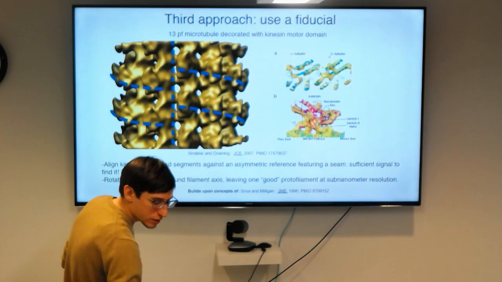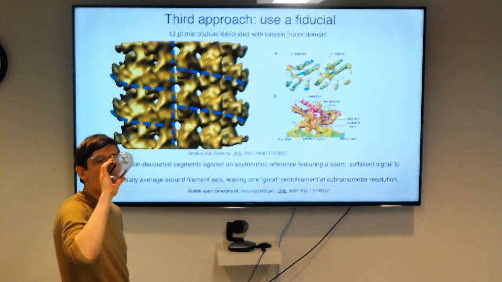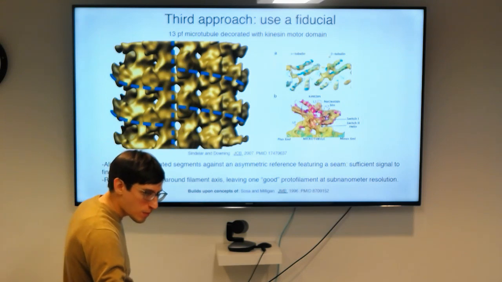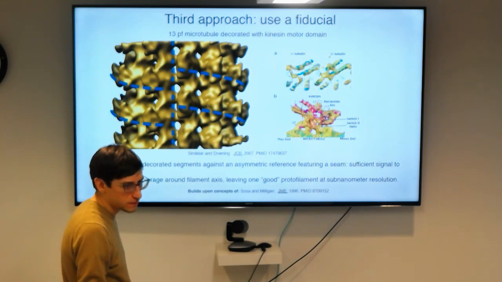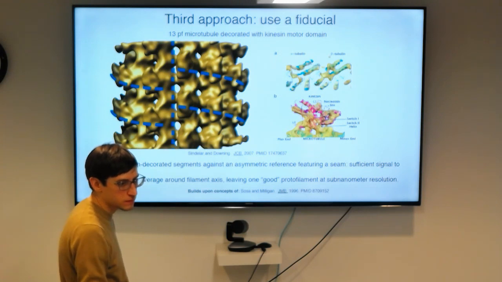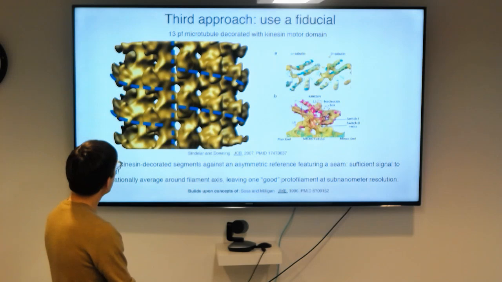So that example was really important so that you could find the seam using that kinesin as a fiducial. Similarly, you said before that you've got this alpha and beta tubulin. Is there any naturally occurring binding protein that just binds alpha or beta tubulin that you could use as a marker so you could identify which is which? That's a good question.